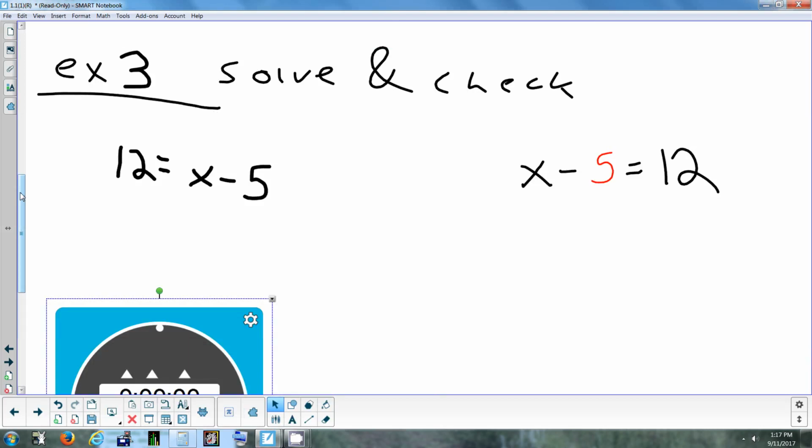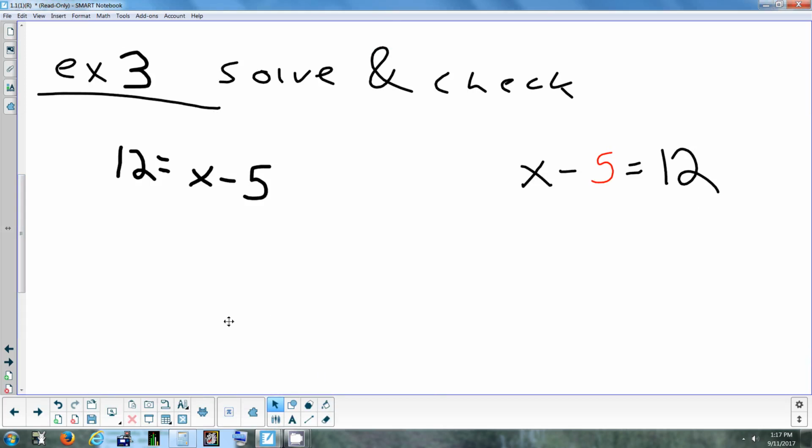X equals 17. Did anybody get anything different? Everyone got 17? I didn't look at you, Nolan. No, the three of them. Oh, no, the peanut gallery is looking at you. All right, so I agree. X equals 17 is the answer.